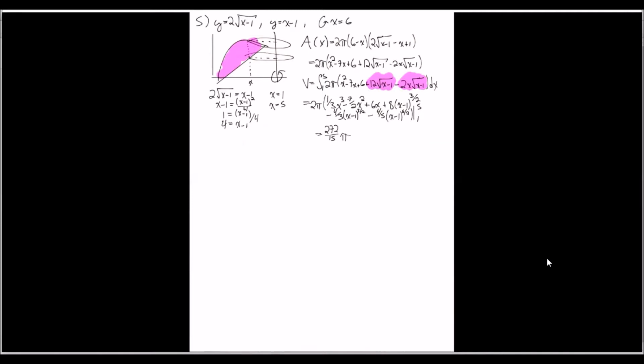All right, so we were able to use cylinders for this guy and rotate it around another arbitrary line here. So we've got this x equals 6 and rotating this shape around using cylinders.